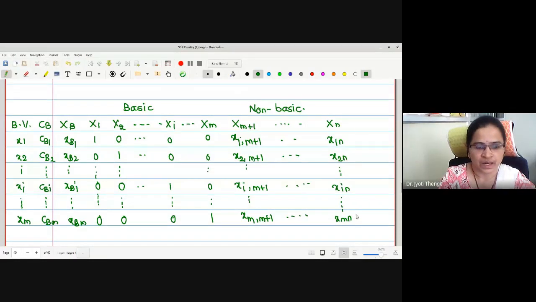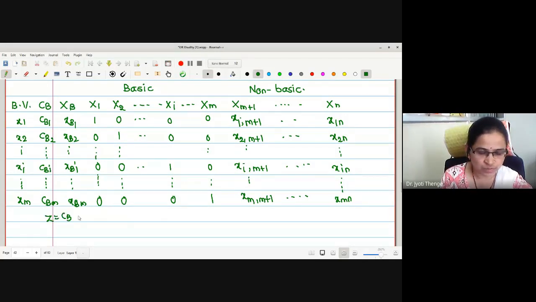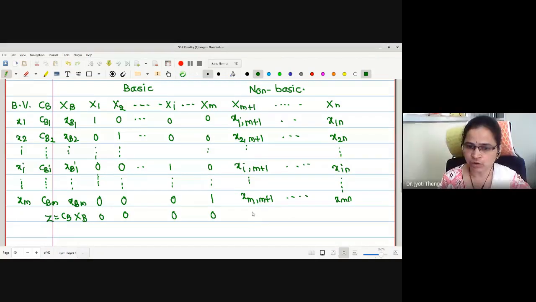What we have assumed here is that the first m are the basic variables and the remaining are the added variables, and we have arranged the basic variables at the start of the simplex table. Let me complete the table. Here it is z equal to cbxb. What are the net evaluations corresponding to the basic variables? They are 0, 0, 0. And here is the net evaluation corresponding to xm plus 1, let me write delta m plus 1, and here this is delta n.